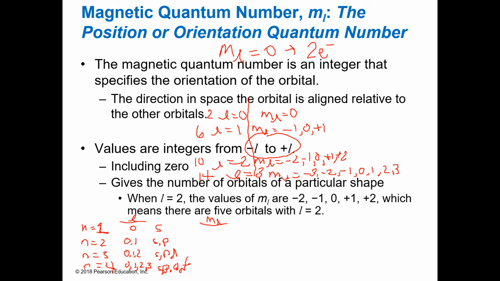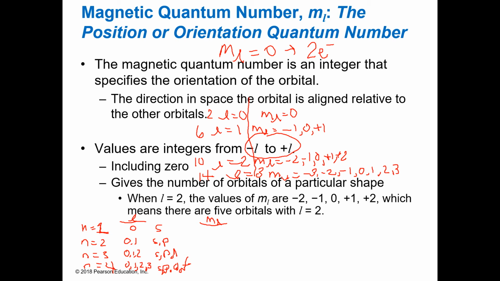Each one of them has 2 electrons in it. D has 10 electrons total. It's broken up into 5 orbitals. 5 times 2 is 10. And then F, 14 electrons, broken up into 7 orbitals. 7 times 2 is 14. So the numbers are starting to work. And that's why we have the numbers that we have here.